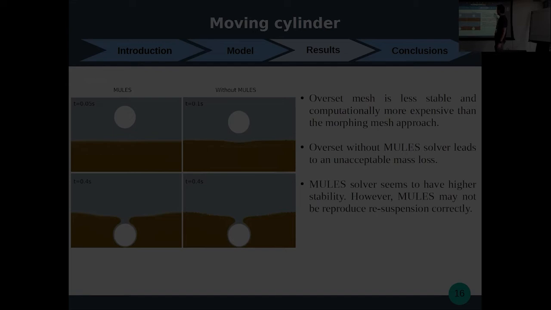So we have implemented overset and the morphing mesh, and what it seems is that the morphing mesh approach is more suited for our cases, especially when the object is touching the interface, because you get less numerical noise. And also, we were testing not using MULES, because most of our numerical applications were interested in the resuspension of the sediments. Using MULES, we compress the interface, and it's more stable. But as you can see here, when we don't use it, there's a lot of numerical noise.